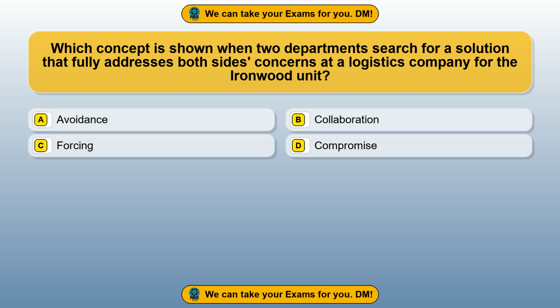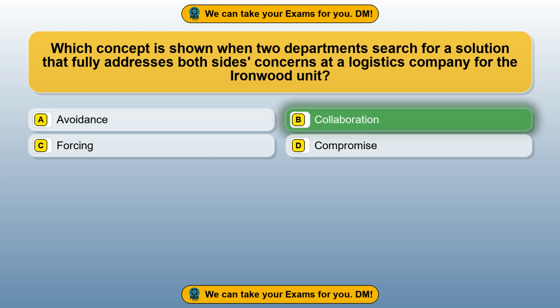Question 28. Which concept is shown when two departments search for a solution that fully addresses both sides' concerns at a logistics company for the Ironwood unit? Option A, avoidance. Option B, collaboration. Option C, forcing. Option D, compromise. The correct answer is option B, collaboration.